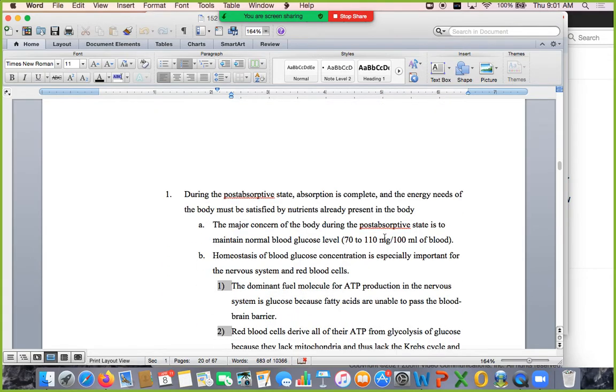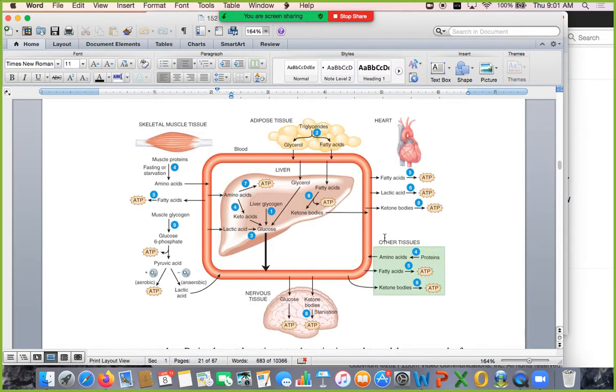As we enter into the post-absorptive stage, boom, that's here. During the post-absorptive stage, we've already absorbed all of the glucose, etc. So our blood sugar is not rising anymore. In fact, it might be falling if we've already been pulling it out very quickly. So we might need to bring it back in. So how do we do that? The energy needs of the body have to be satisfied by what's already found in the body because nothing's coming in from the digestive tract.